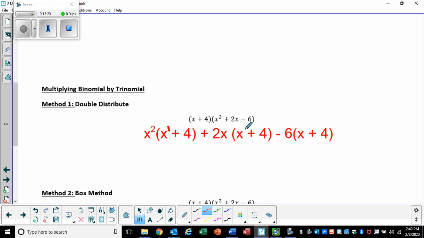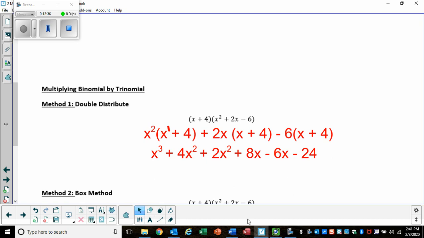2x times x is 2x squared. 2x times 4 is 8x. Negative 6 times x is negative 6x. And negative 6 times 4 is negative 24. A lot lengthier. Okay? Last thing you do is combine your like terms. So 4x squared and 2x squared will give me 6x squared. And 8 minus 6 will give me 2x. And that's as far as I can go. That's as simple as I can get it, by just multiplying it out.